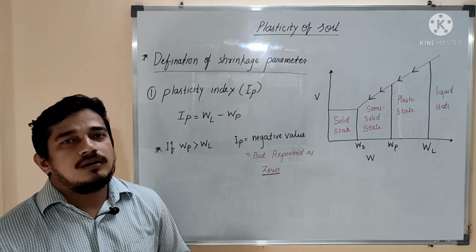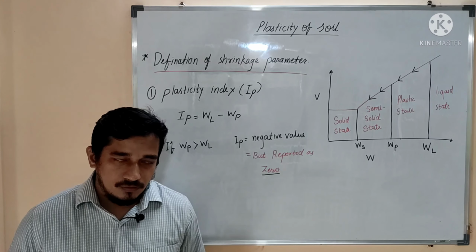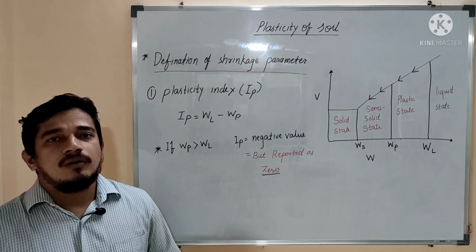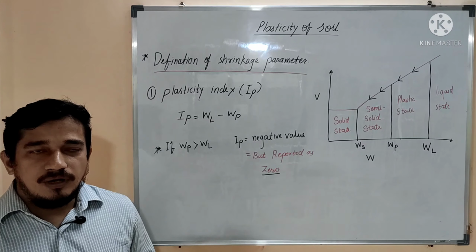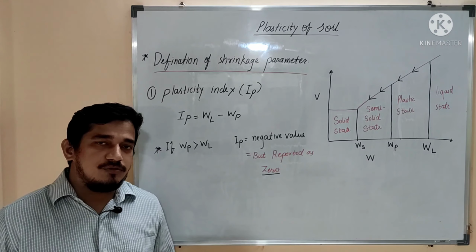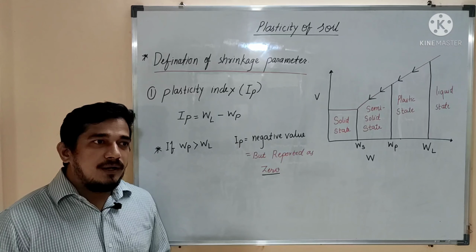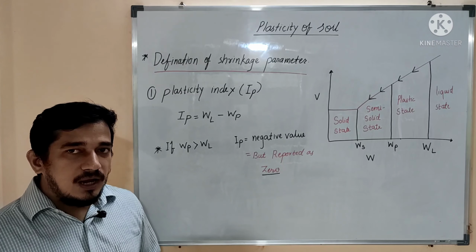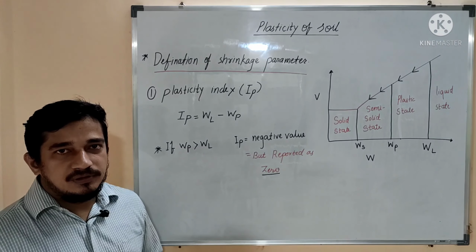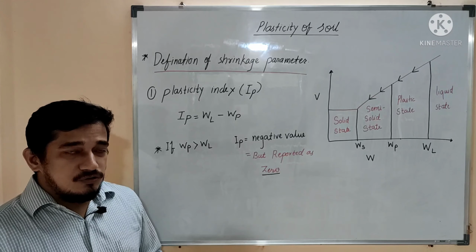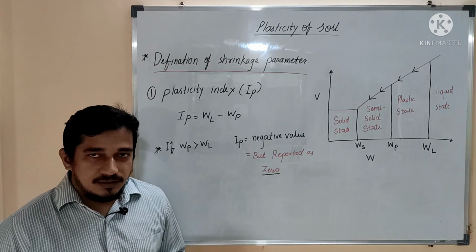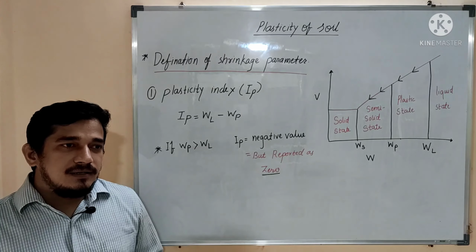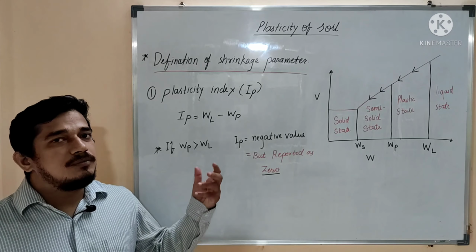So we know what the consistency limits are: the boundary water content between the various states of a soil. Depending on this, we have developed certain terms or parameters that help to identify the type of a soil. It gives an idea about what type of clay minerals are present, or what type of particle size is there, whether the particles are fines or not. That is identified with these parameters.